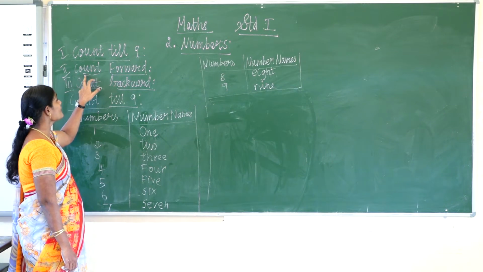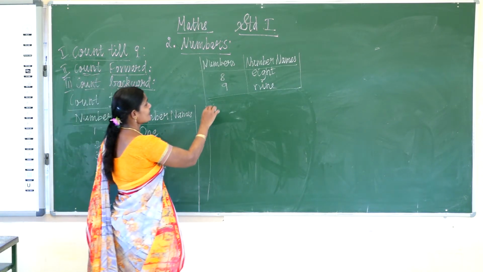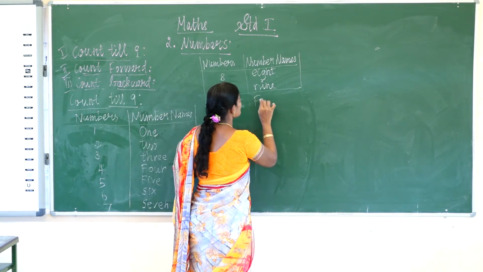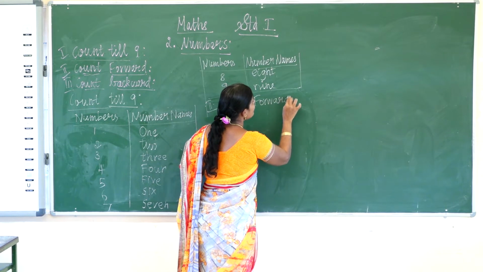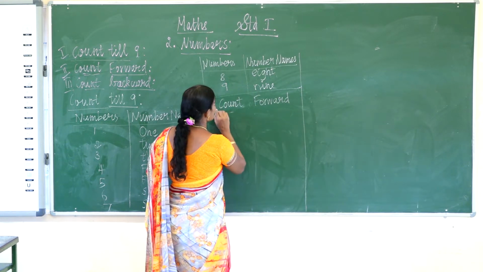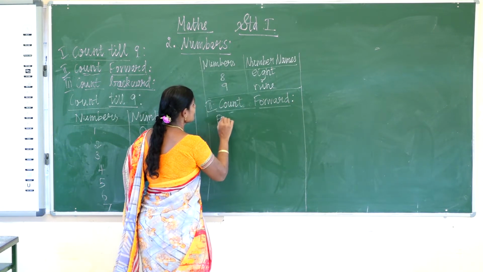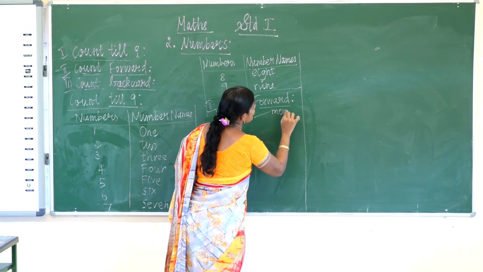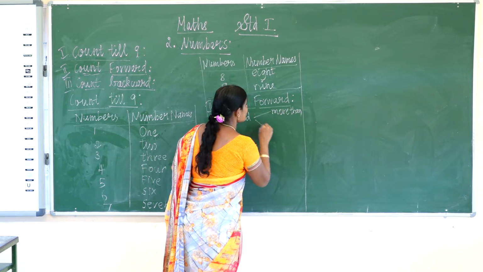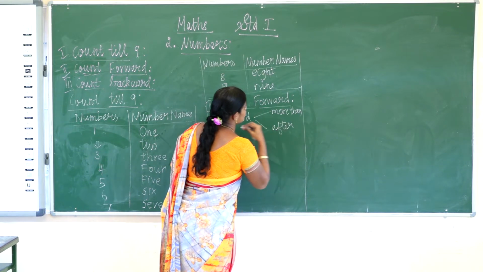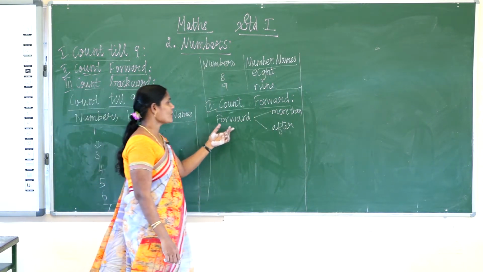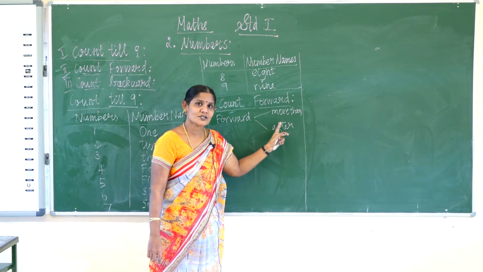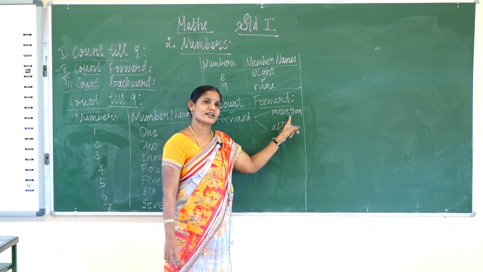Then what is the next one? Count forward. What's the meaning of forward? How to count more than, after. Forward means more than. You say more than or after. Okay, this is forward. You studied last year after. This year you study more than. Okay, more than. This is the correct word, more than.